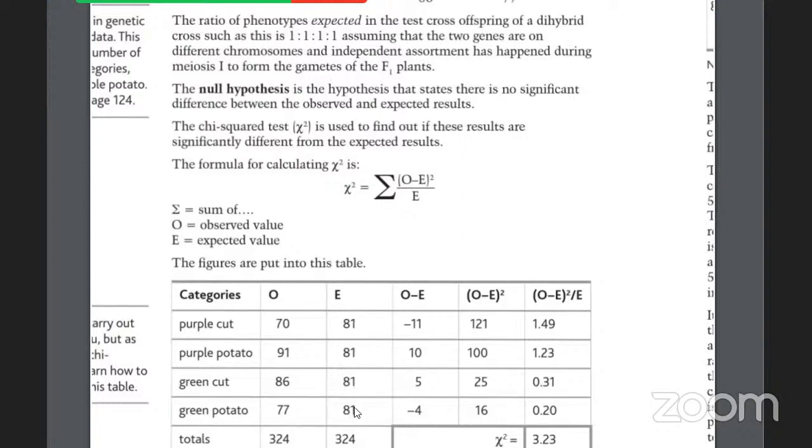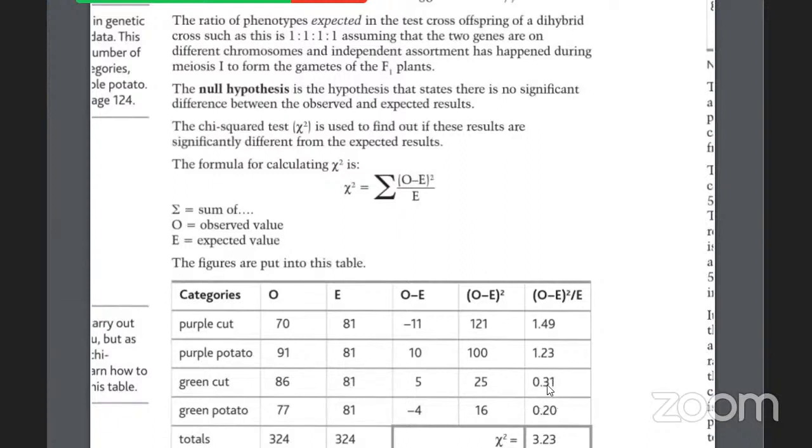This is our expectation. Now, for the first plant, this is what we observed. As it says, observed minus expected, you square it. So it would be 70, take away 81, which gives you minus 11. Then you square it, and you get 121. You divide it by the expected, and this is the final answer. So you would do this for each of the categories.